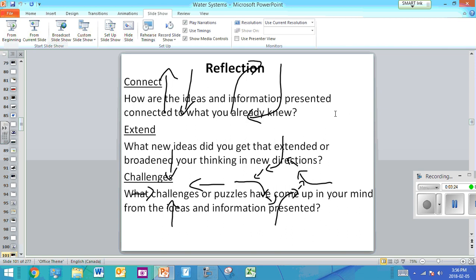So, if I could get rid of these lines, connect, extend, and challenge what you already knew, what was new, and what you still are having a bit of trouble with, keeping in mind we will be watching some videos and doing things to clarify this in class.